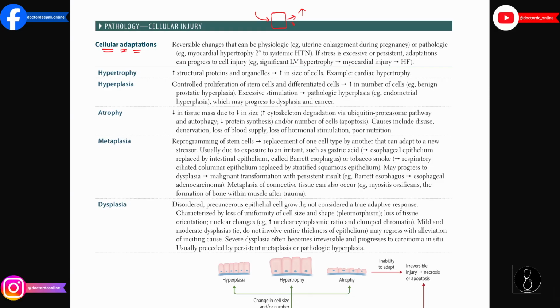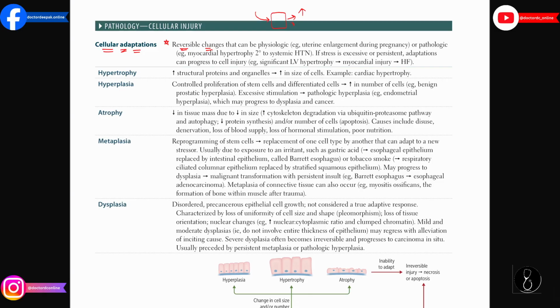Then, cellular adaptations are reversible changes. What is the meaning of reversible change? Let's suppose I put a stress on one cell and that cell increases in size, and after I remove the stress, that cell will come back to its normal size. That's why these cellular adaptations are called reversible changes. Reversible changes mean that when you remove the stress from the cell, it will come back to its original shape and size.